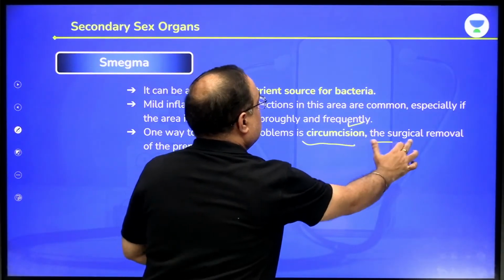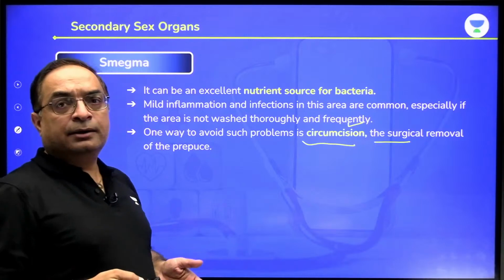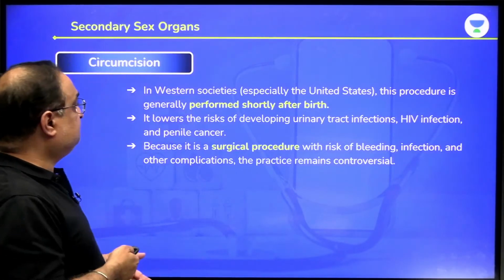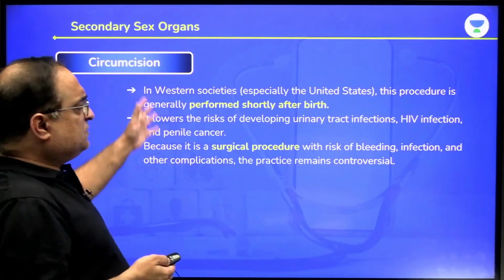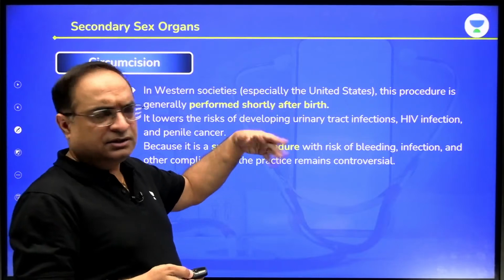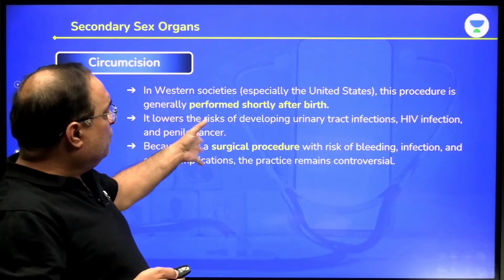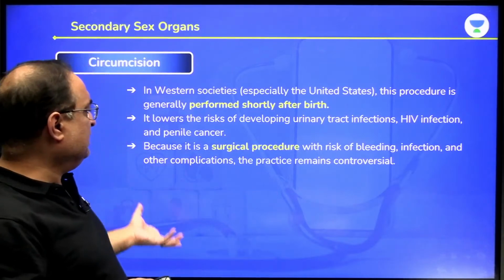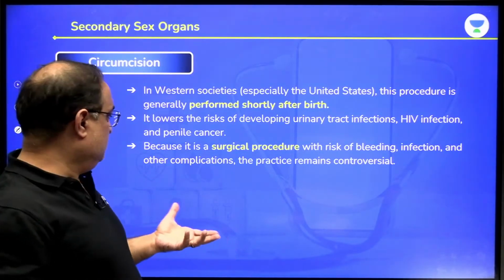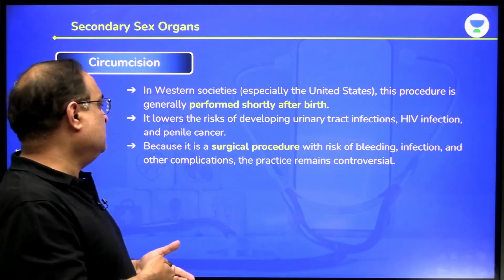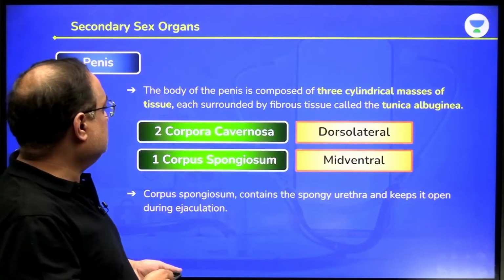Circumcision. Circumcision is what? Surgical removal of the prepuce, foreskin, entire foreskin or a part of foreskin. So it's written here. In Western societies in US, the procedure is generally performed shortly after the birth. They do circumcision. It lowers the risk of urinary tract infection, HIV infection, penile cancer, though it is debatable, right? It is a surgical procedure. There is a risk of bleeding, infection, and certain other complications can also occur.